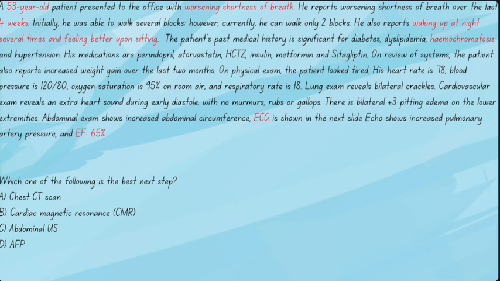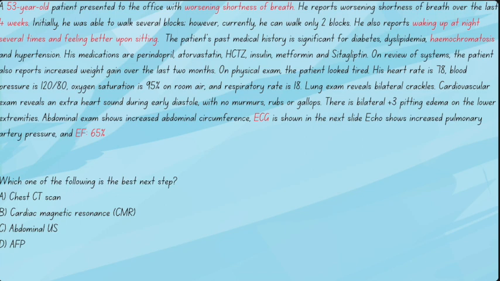A 53-year-old patient presents with worsening shortness of breath. He reports worsening shortness of breath over the last 4 weeks, so it's not acute. If it's acute, I'm going to think about PE, COPD exacerbation, or asthma exacerbation. Initially, he was able to walk several blocks. However, he currently can only walk 2 blocks, so we have exertional shortness of breath. He reports waking up several times at night, feeling better upon sitting. So we have exertional shortness of breath and orthopnea.